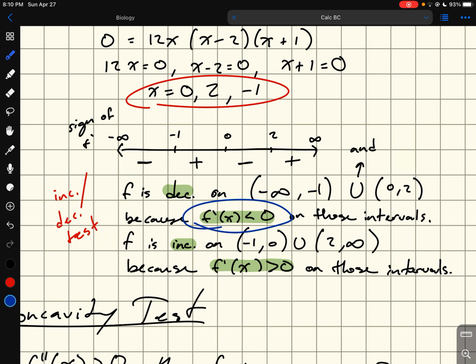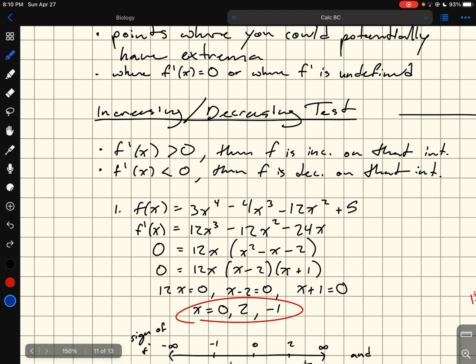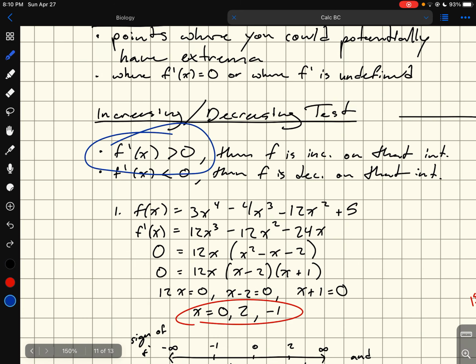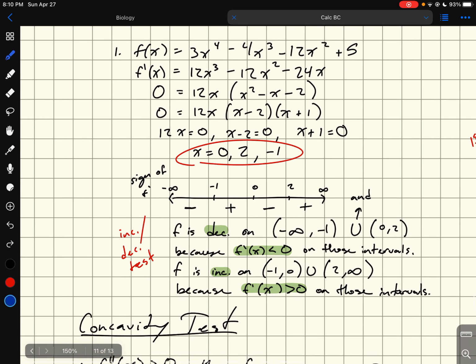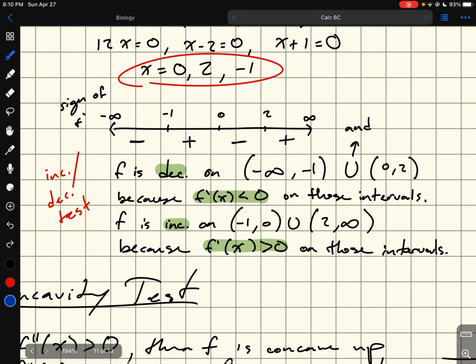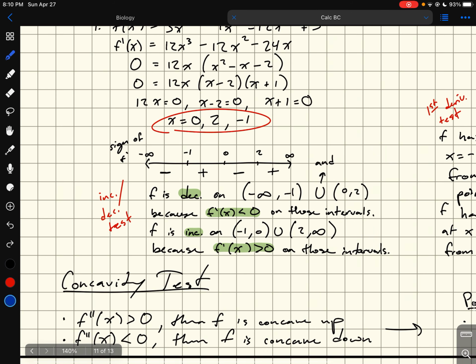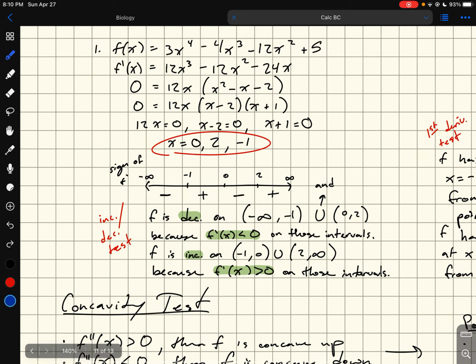Because f prime of x is negative on those intervals. So that's you bringing in the increasing, decreasing tests. And then you just do the same exact thing. f is increasing on these intervals because f prime is positive on those intervals. Very simple. So that's the increasing, decreasing test.